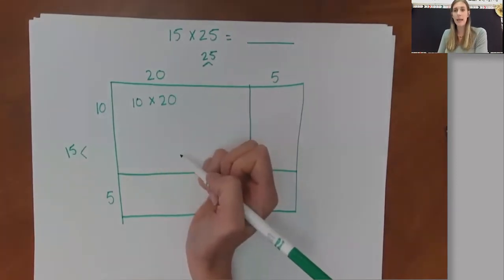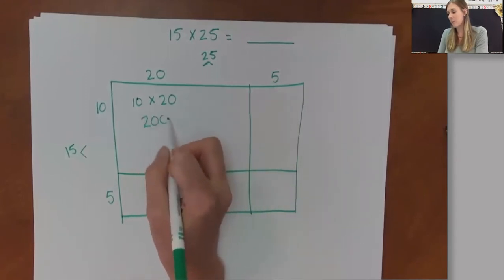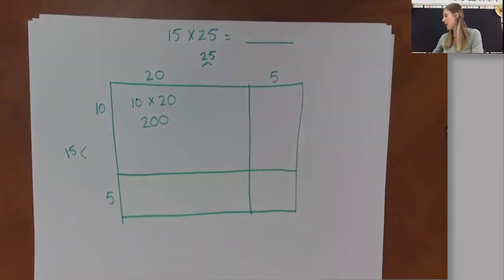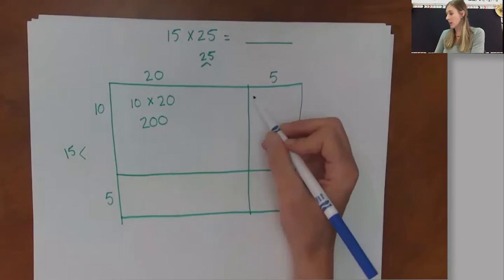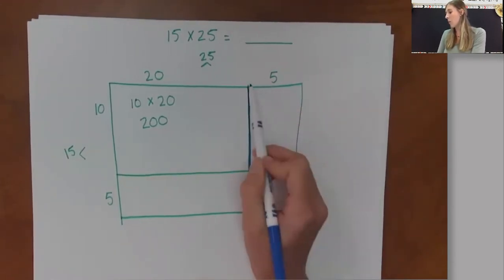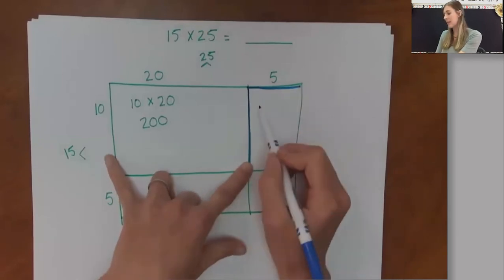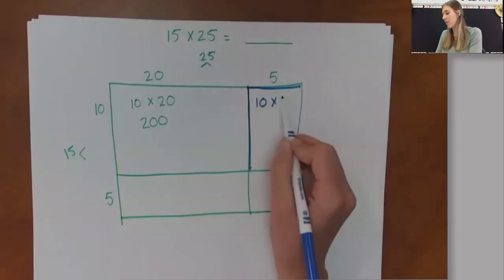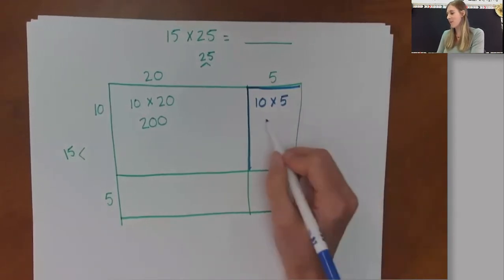10 times 20 is 200. Excellent. Okay, now let's do the next part. We're going to do our length and our width here again as well. We know that our length is 10 and our width is 5. So 10 times 5 is 50. Great job.